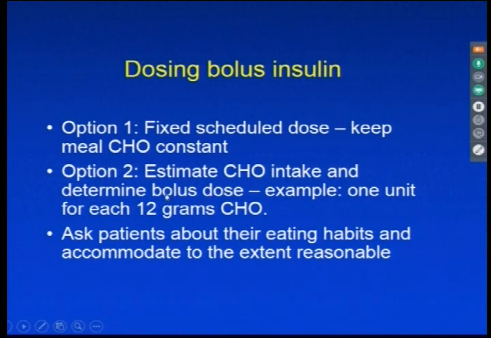Better to estimate the carb intake and determine the bolus dose based on the grams of carbohydrate. And keeping in mind that if you have pizza with a lot of fat or a lot of cheese on it, it's going to require more insulin for the same amount of carbohydrate than if you had pizza with low-cal cheese or no cheese. And that's actually been studied. So ask patients about their eating habits and accommodate them to the extent reasonably possible.